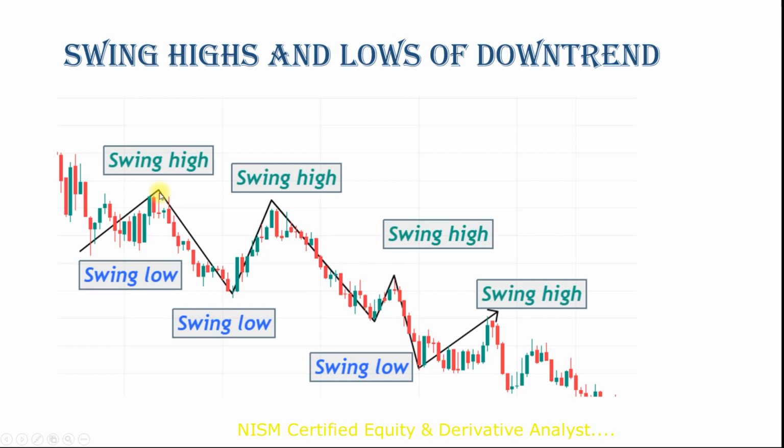So when we connect all the swing highs, we'll get one trend line. When we connect all the swing lows, we'll get one more trend line. So this is nothing but the support and the resistance level.